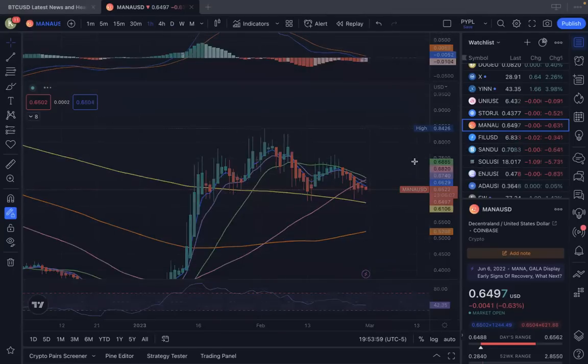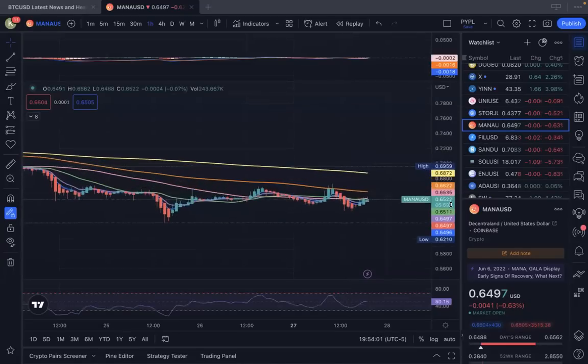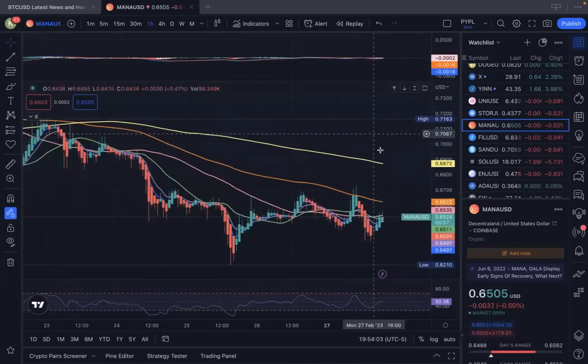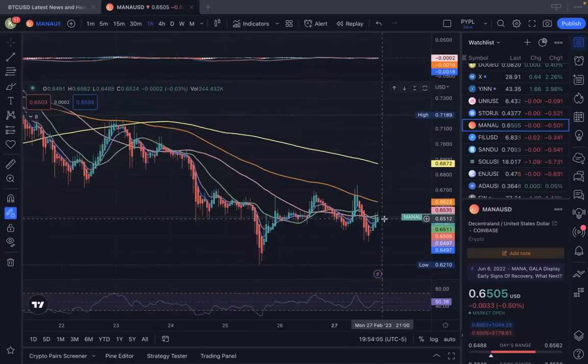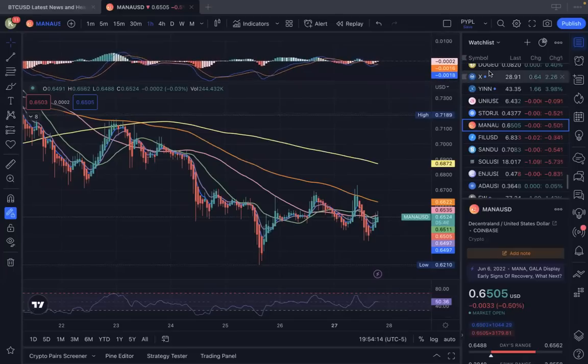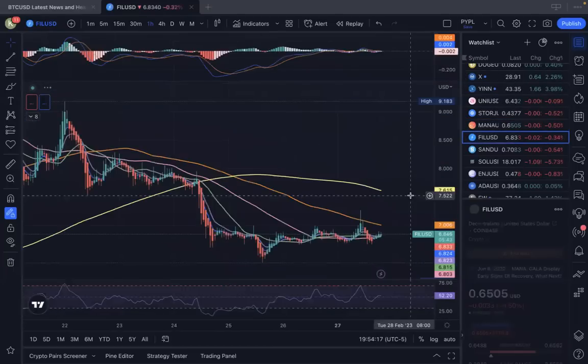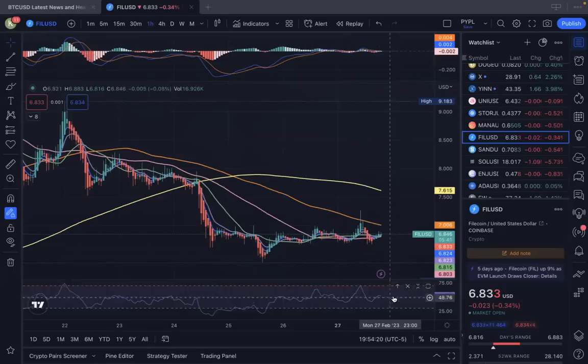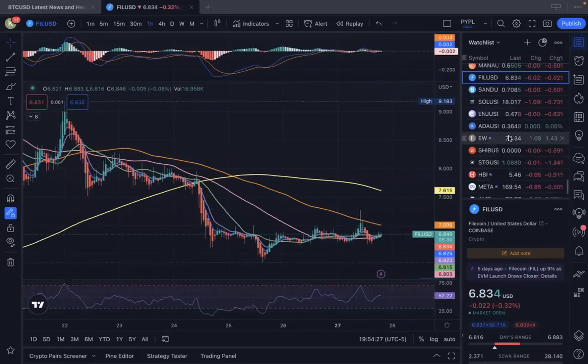Let's see how it is with the 1 hour. Yeah, it looks like it's stagnant, like there's no direction. I don't like trading when it's just consolidating with no direction right now. That's with most of these coins. So I wonder if that's how Bitcoin is going.